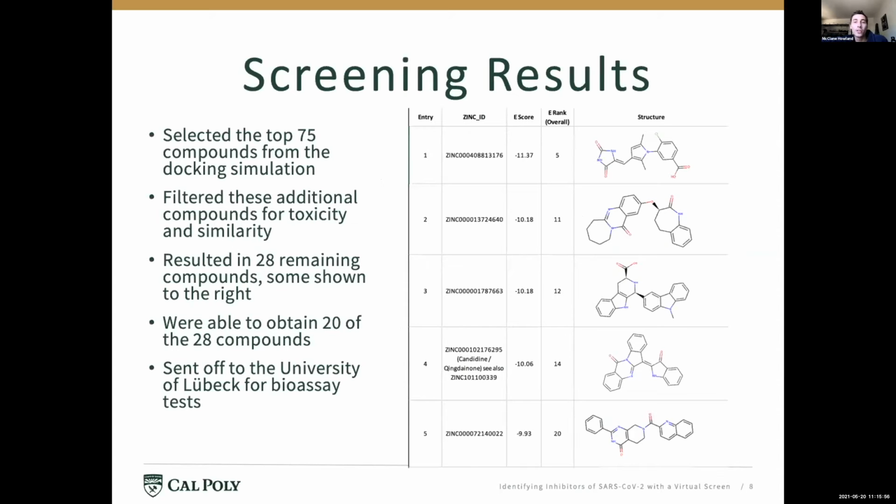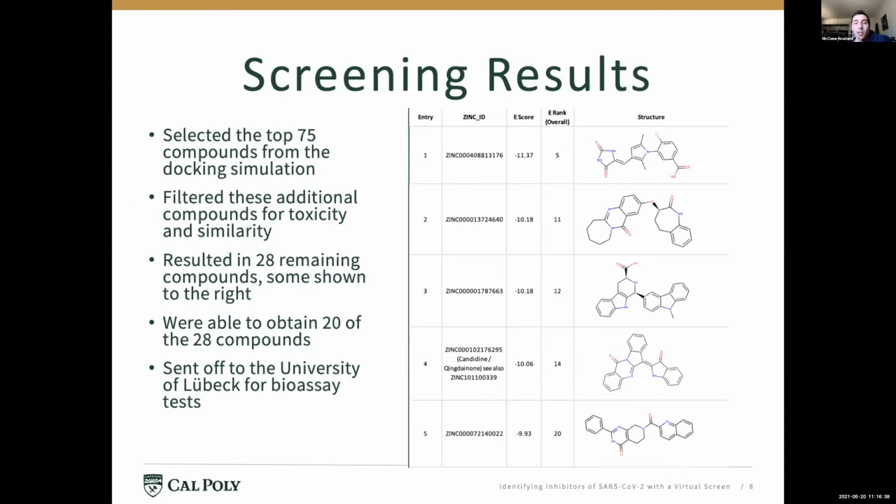Now the results of this virtual screen. So we took our big list of 9 million compounds ranked by binding energy, and we took the top 75 compounds. And then we subjected those to more filters. So we filtered out the top 75 compounds for things like toxicity, or things like functional groups that are almost guaranteeing toxicity in humans. And we also filtered out really similar compounds so that we weren't wasting effort running more tests on really similar compounds, so we can have a more diverse field. So that resulted in 28 compounds out of our 75.